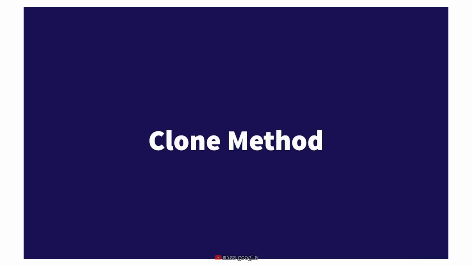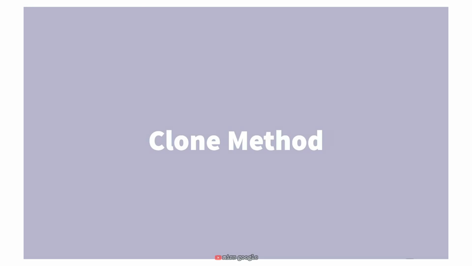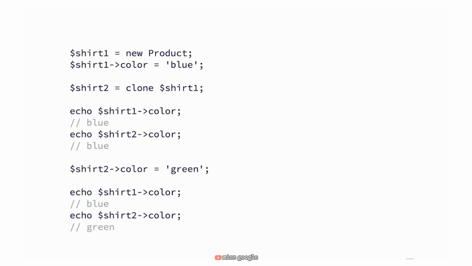In this movie, we're going to talk about the clone magic method. Before we learn about the magic method clone, we first should learn a keyword, which is also clone. And it works a lot like the way we use new. In this example, you can see that I'm creating a new instance of the product class, and I'm assigning that instance to the variable shirt1. Then I'm going to set its property color equal to blue.